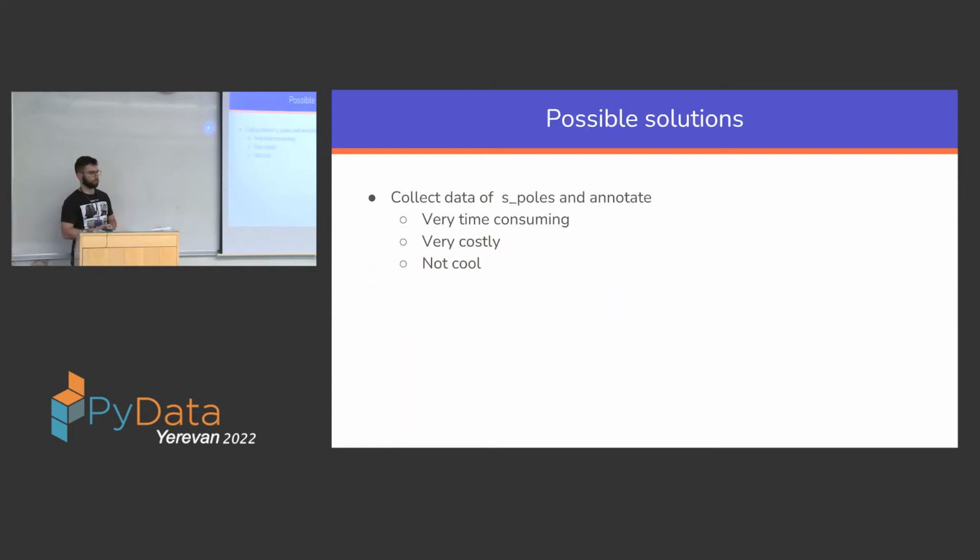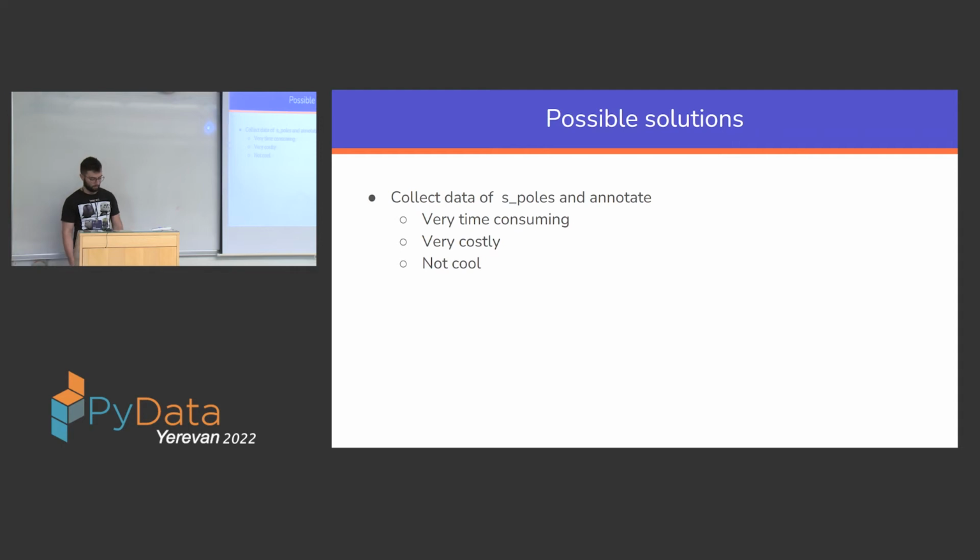One of the possible solutions that first comes to mind is to collect more data about the S-poles, annotate it, and continue training our object detection model similar to T-poles. However, this process is not cool, very time consuming and costly, because you need to download all of these S-pole images, hire people to do all these annotations, then check whether they are doing the annotations well enough, because models are heavily reliant on that. And the worst thing is you just need to sit down and wait until these annotations are done in order to start modeling. So it is a long process and you don't want to go through it.